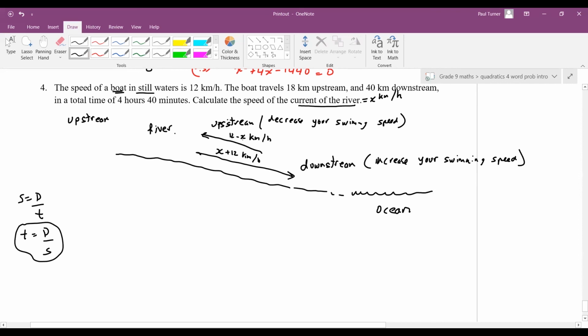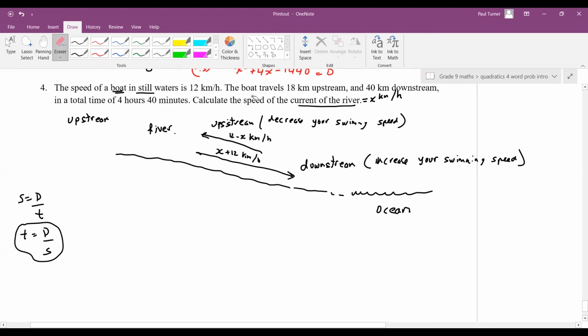So if the speed of the river is 2, for example, imagine X is 2 kilometers per hour. So going downstream, you'll be doing 14 kilometers per hour. But if you go up, you'll only be doing 10 kilometers per hour, 12 minus 2 and 12 plus 2. So obviously you're going to go faster when you're going downstream. So that is just a concept you need to try and understand, why these are like this, okay? But you can take notes of this picture here.